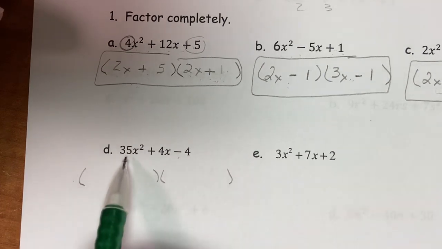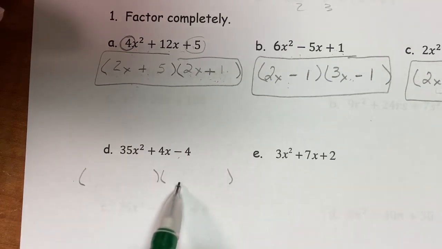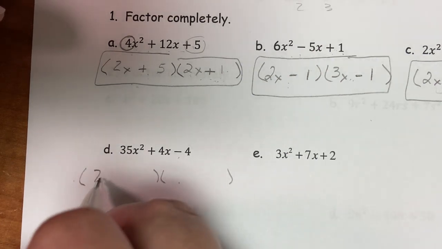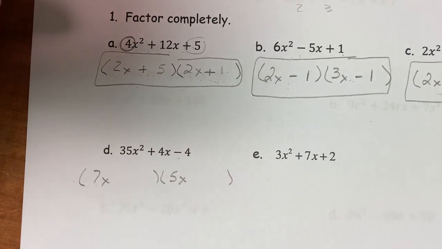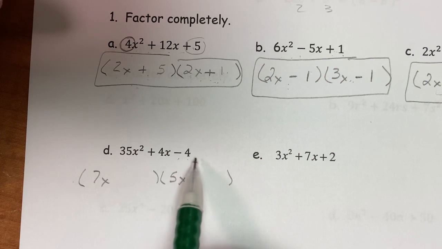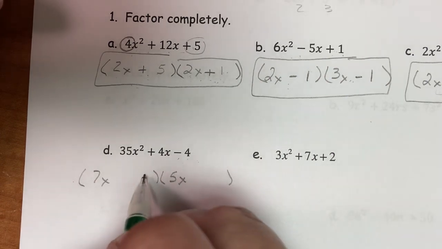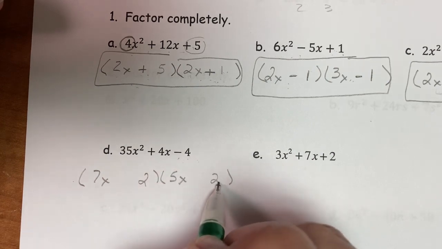All right, so 35x squared I have to split up. Well, it's going to be 1 and 35. I wouldn't start with that. Or it's got to be 7x and 5x. Now again, 4 can be 1 and 4, or it can be 2 and 2. I would try the 2 and the 2 first. So put a 2 and a 2.